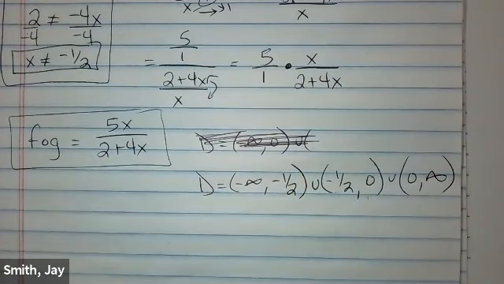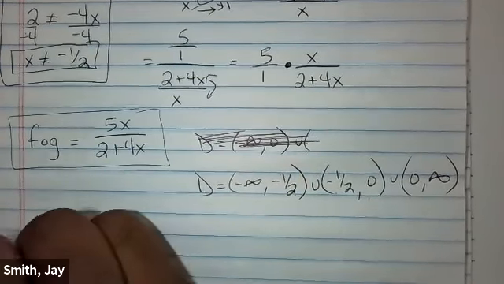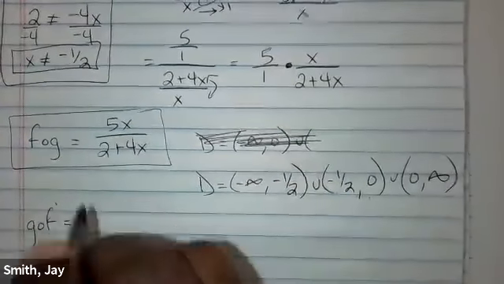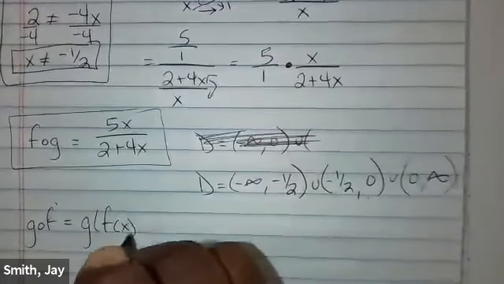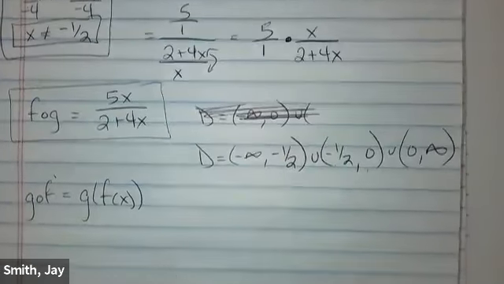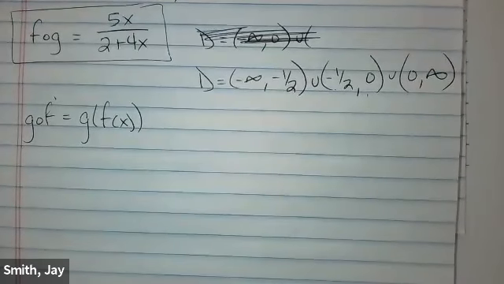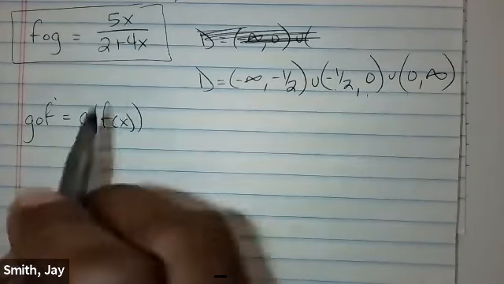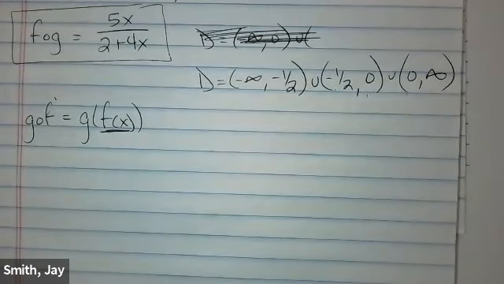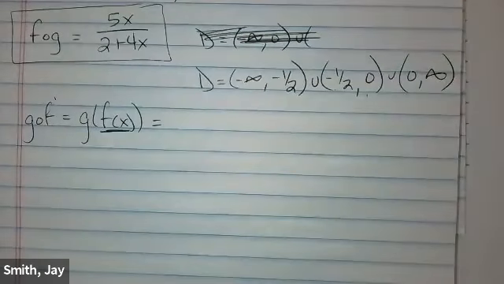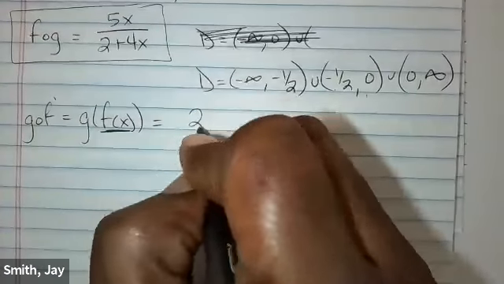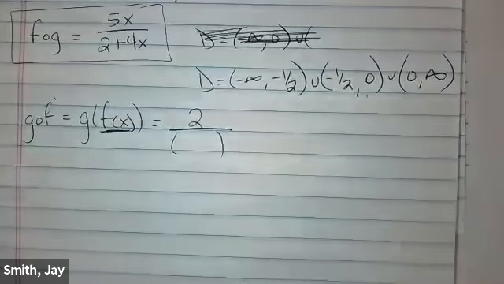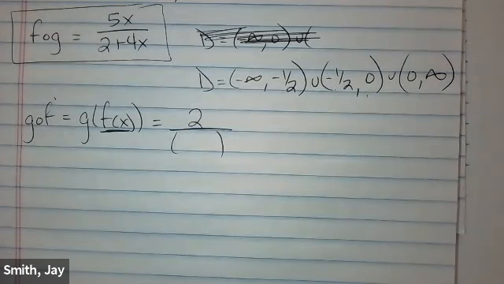And for our last one, g composed of f. By definition, this is g of f of x. So this time we're going to be substituting f of x in for every x in g of x. We're working it from outside in, so we will start by writing g of x exactly as we see it, except we're going to leave an open parentheses for x's. Remember, g of x is 2 over x. So we're going to write 2 over an open parentheses. And inside that parentheses is where we're going to substitute f of x, which is 5 over x plus 4.